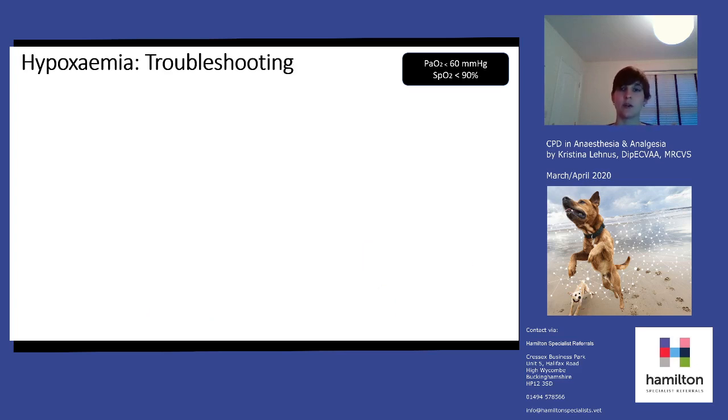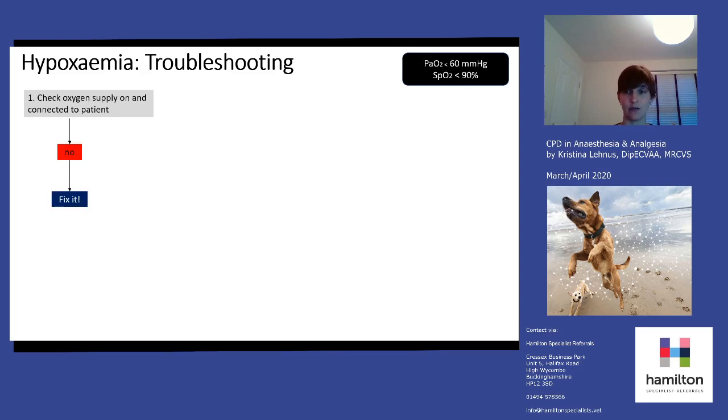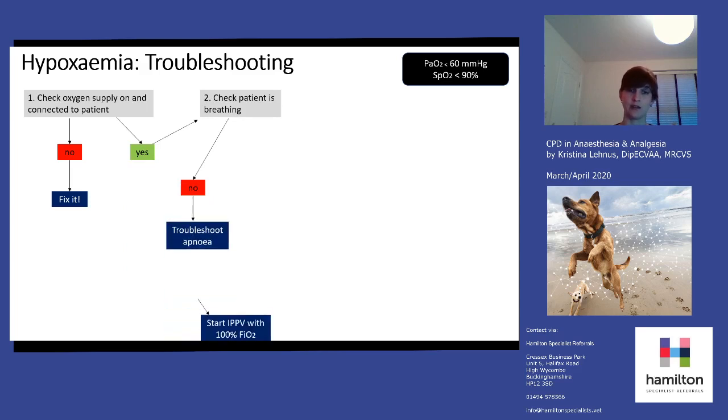So hypoxemia troubleshooting. We want to check that our oxygen supply is on and connected to the patient. It's going to be the easiest and quickest thing to do. So if the answer is no, then fix it. If the answer is yes, you can look at the patient and see that it is breathing. You can look at the capnograph, the rebreathing bag, or the patient itself, depending on what you have access to. If the answer is no, then you troubleshoot apnea, as I've discussed before, and you start IPPV with 100% oxygen.